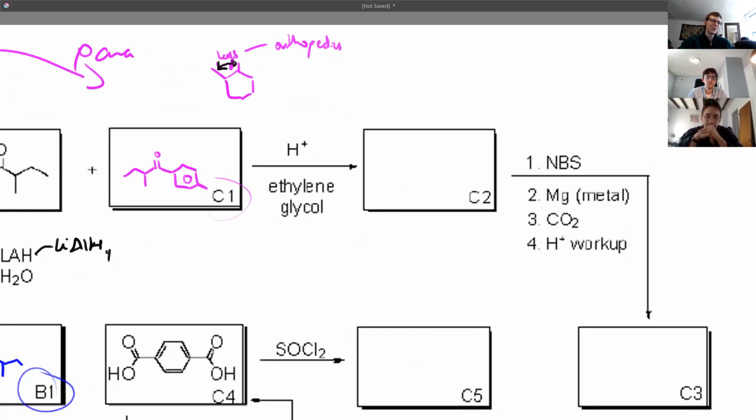Okay, let's say we're going with this para compound here and we put it into acid and ethylene glycol. Oh, we're making a protecting group, aren't we? You bet. Which one? It's acetal. Yeah. Acetal.